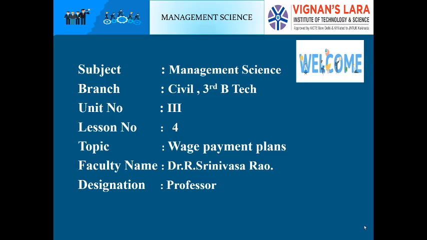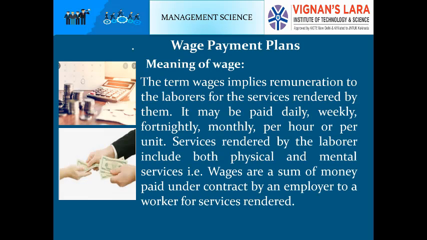Today the topic is wage payment plans under unit number 3, lesson number 4. Let us discuss what is the meaning of a wage. Each and every person's primary motive is earning remuneration, or an amount which can be obtained by way of wage or salary. Wage means the amount paid or payable to a worker or employee against rendering of his services to completing or finishing of a product.